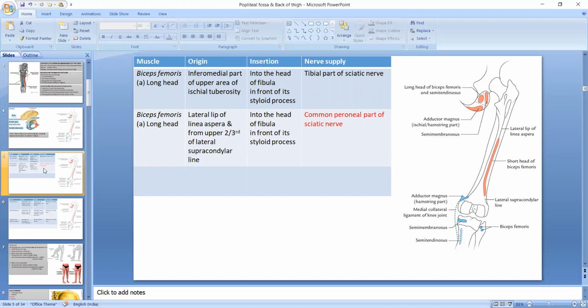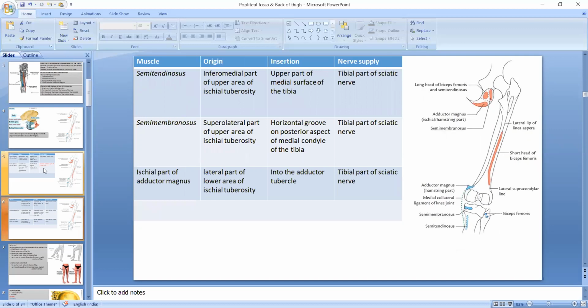Now we will discuss the semitendinosus. Semitendinosus is a largely tendinous muscle and it lies medial to the biceps femoris and covers the majority of the semimembranosus. What will be the attachment here? It originates from the ischial tuberosity of the pelvis and attaches to the medial surface of the tibia.